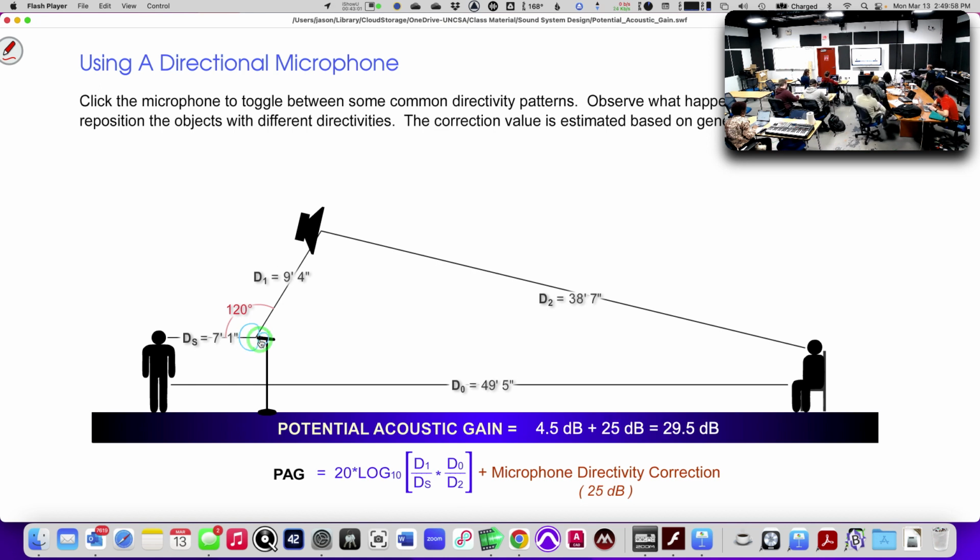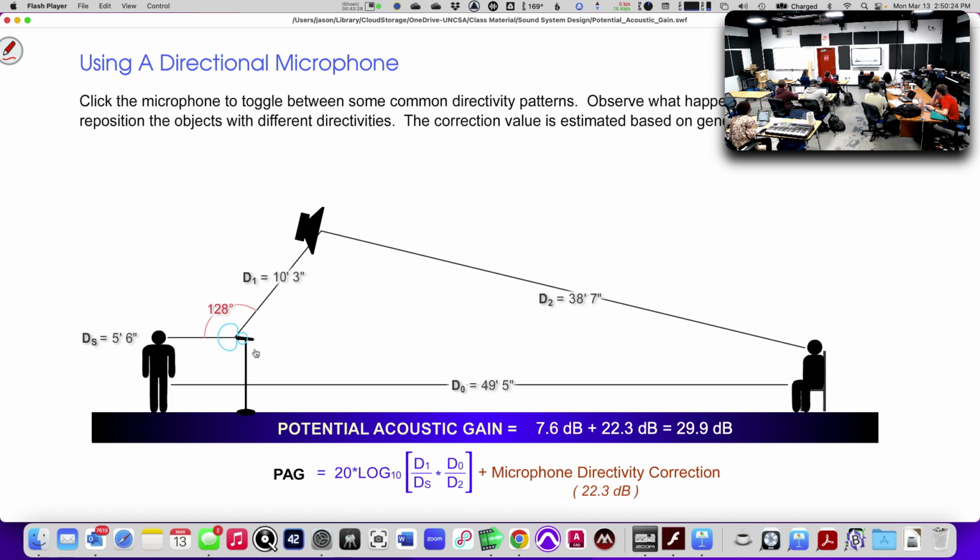If I switch to a supercardioid, I can get 30 dB of gain. Why? Because I've positioned that node, the place where in a supercardioid the microphone is the least sensitive, at that angle. And therefore, it's really not picking up the sound very much there. So I'm getting an extra 22 dB of gain by getting the microphone the right directivity and positioned in the right spot relative to the loudspeaker.